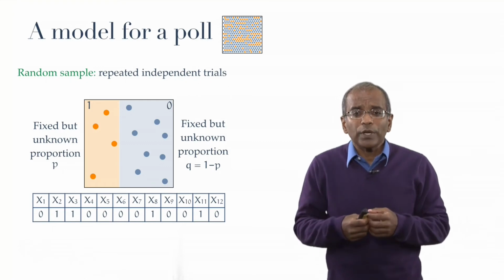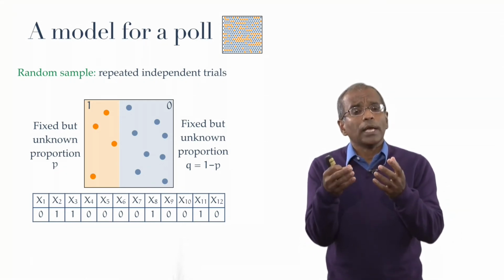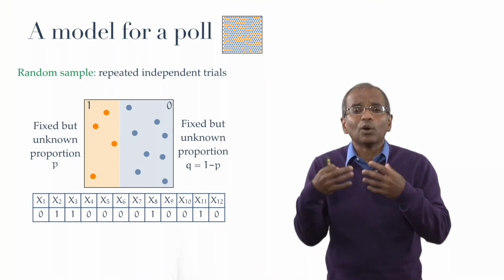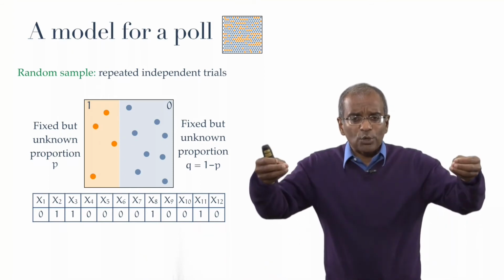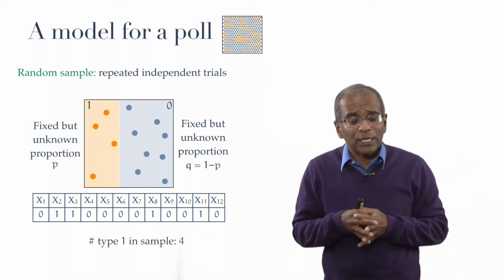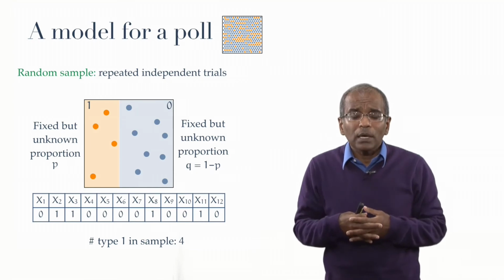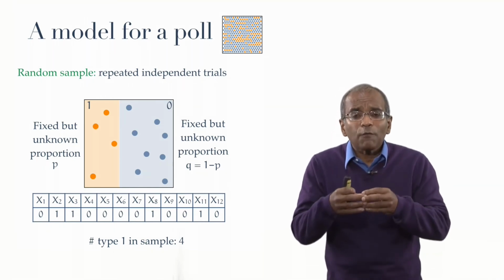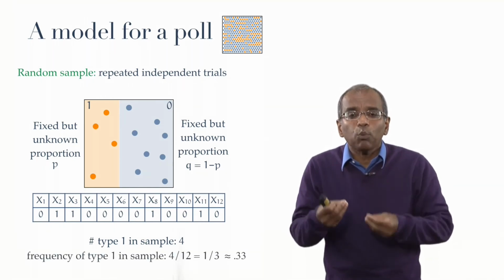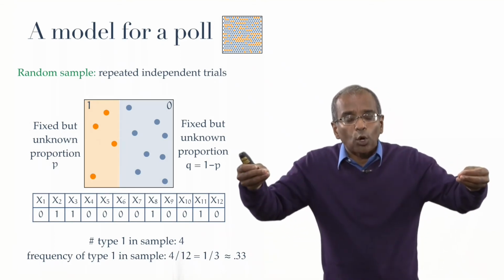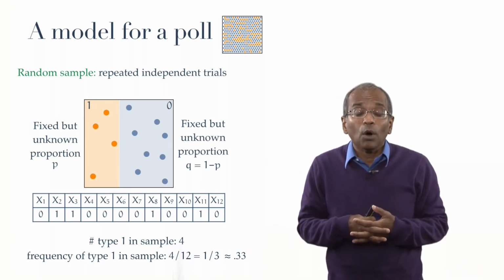Of this sequence, we are interested in asking how many are of type 1, how many are orange. And a simple count shows there are exactly 4 ones in that sequence. Out of how many? Well, out of 12. And therefore, the frequency of type 1 in the sequence I have drawn is 4 in 12, or 1 in 3.